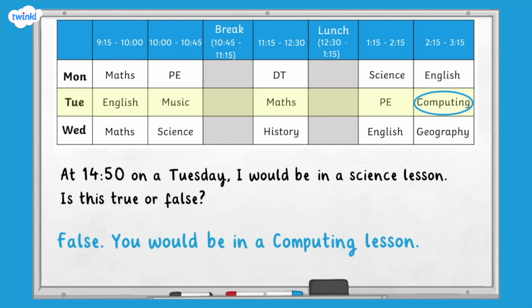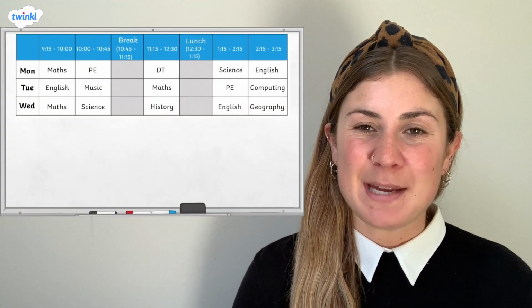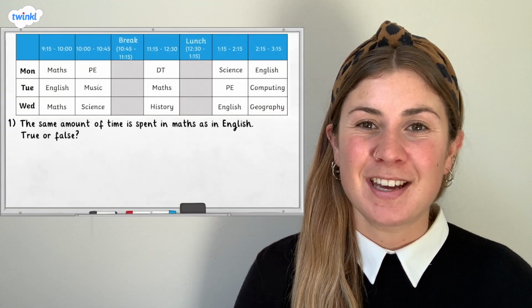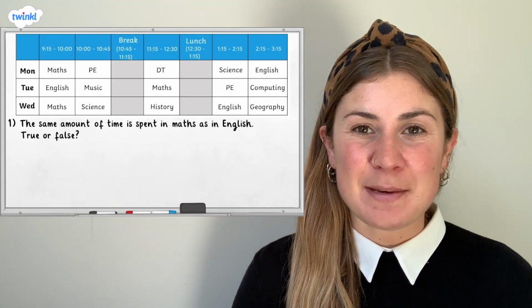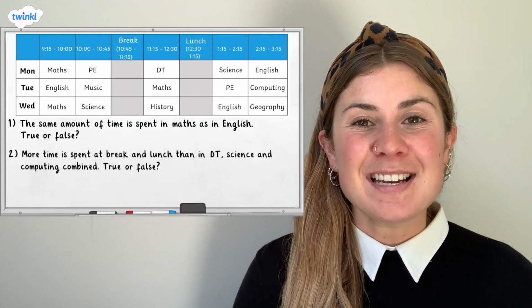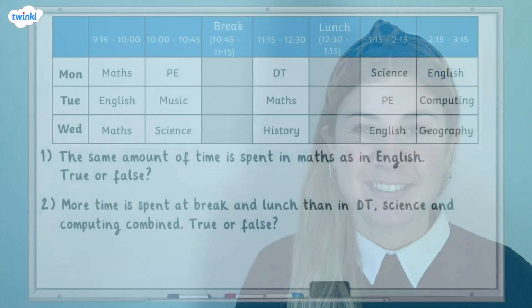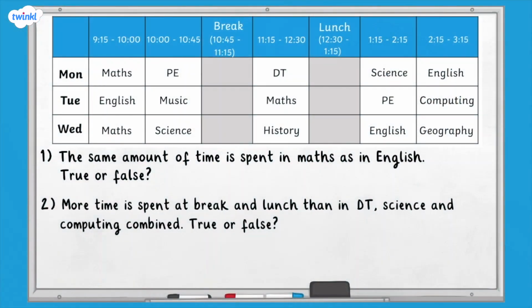Now, I'd like you to use the same timetable to answer these questions. Can you decide if each statement is true or false and explain your answer for each one? The same amount of time is spent in maths as in English. More time is spent at break and lunch than in DT, science and computing combined. Pause the video here and answer the questions, and then press play when you're ready to continue.